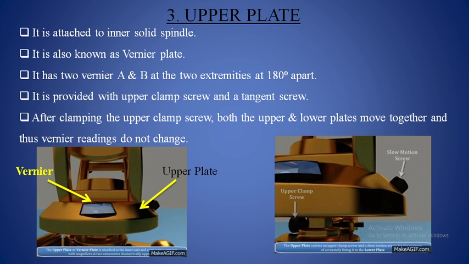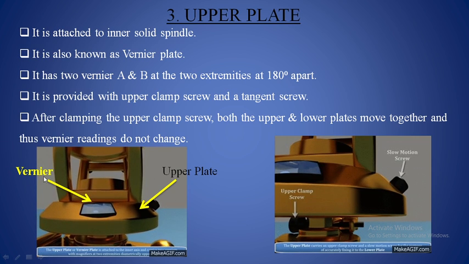Now for locking the movement of the upper plate, we are going to use the upper clamp screw, which is visible here, and for the final movement of the upper plate we are going to use this slow motion screw, which is also called the upper tangent screw. For the final movement, the screw we use is called the upper tangent screw.